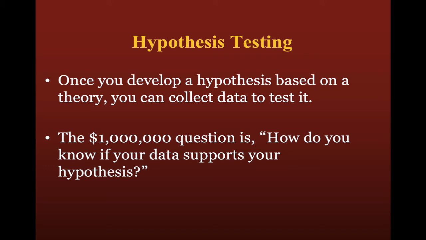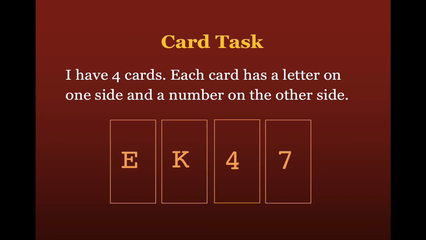So once you develop a hypothesis based upon a theory, you have to go out and collect data to test that particular hypothesis. So the question then becomes, how do you know if your data supports your hypothesis? So what I want us to do is play a card game. I want you to take out a piece of paper and write down E, K, 4, and 7. So these are going to be 4 cards, E, K, 4, and 7, and each card is a letter on one side and a number on the other side. Okay, so just recognize that if there's a letter on one side, there's a number on the other side. Again, the key here is to write down E, K, 4, and 7.